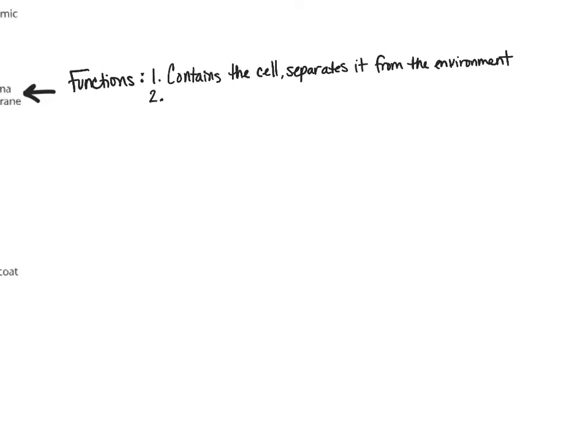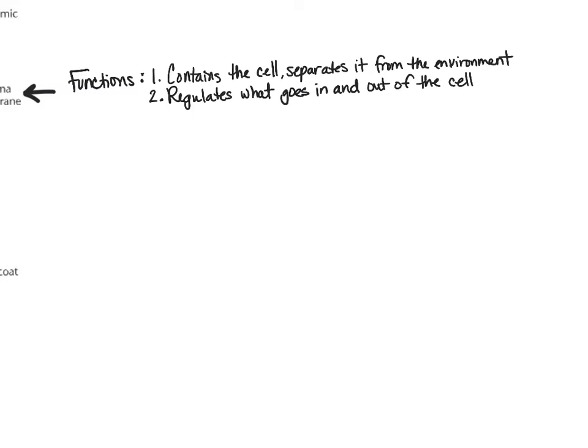inside. Secondly, it regulates what goes in and out of the cell. We're going to talk about the plasma membrane in even more detail, but the plasma membrane is fluid. It allows things to come into the cell. We want things to come into the cell, and we want things to leave the cell, like waste.